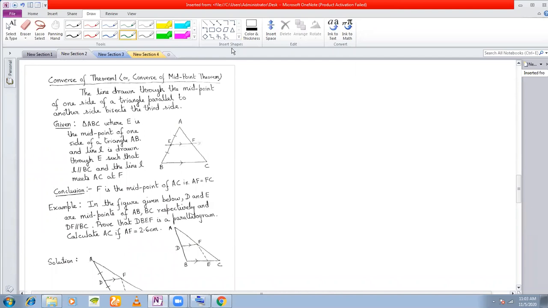If you remember in midpoint theorem, what was given? It was given to you that these 2 points are midpoints, right? These two are midpoints, and you join them with a straight line, and then you conclude by midpoint theorem that PQ is parallel to BC and PQ is half of BC.